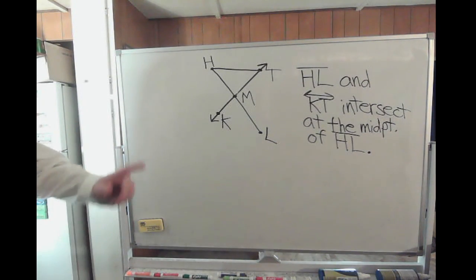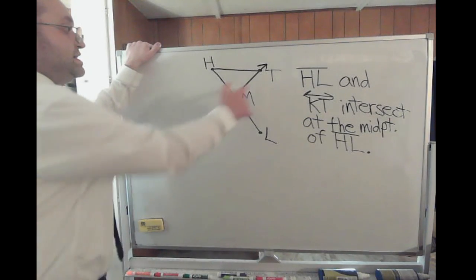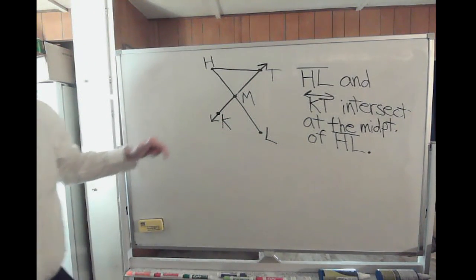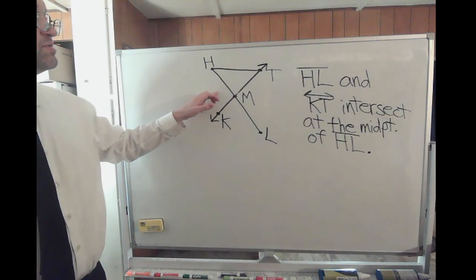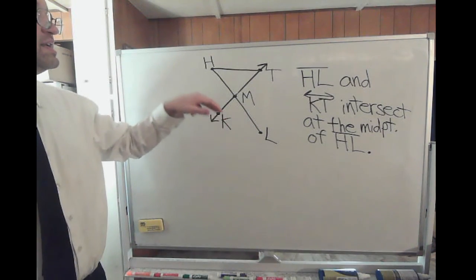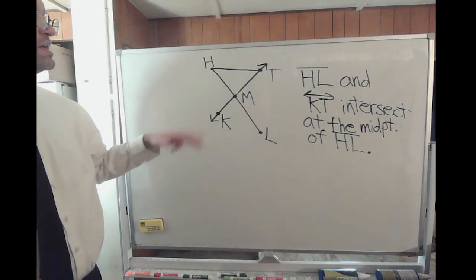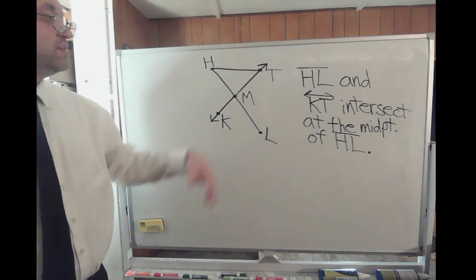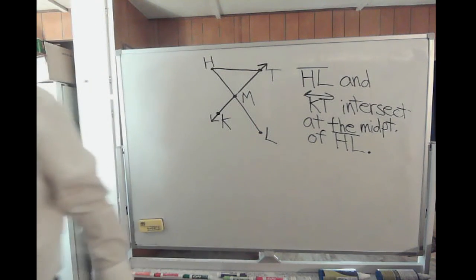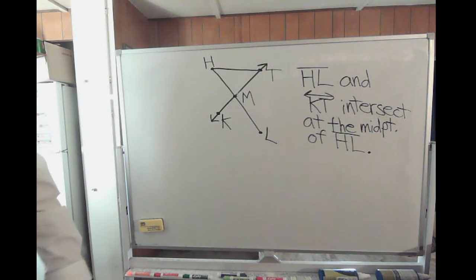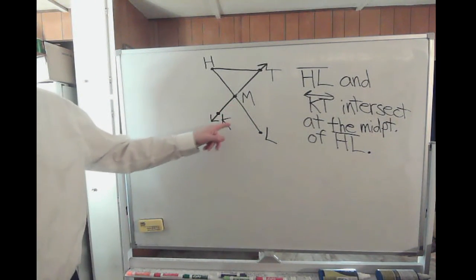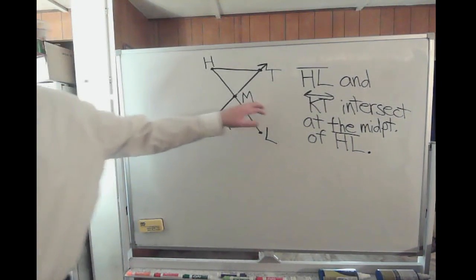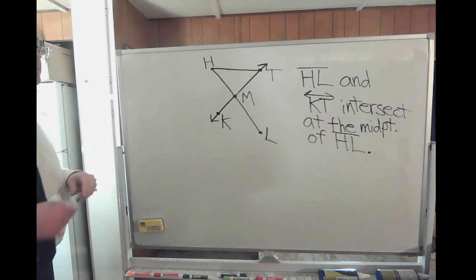Alright, T is between H and M. That's false. T is definitely not between H and M because it's on an entirely different line. I'm going to say that's false. Now, M is between K and T. That's true. M is definitely between K and T because they're on the same segment.